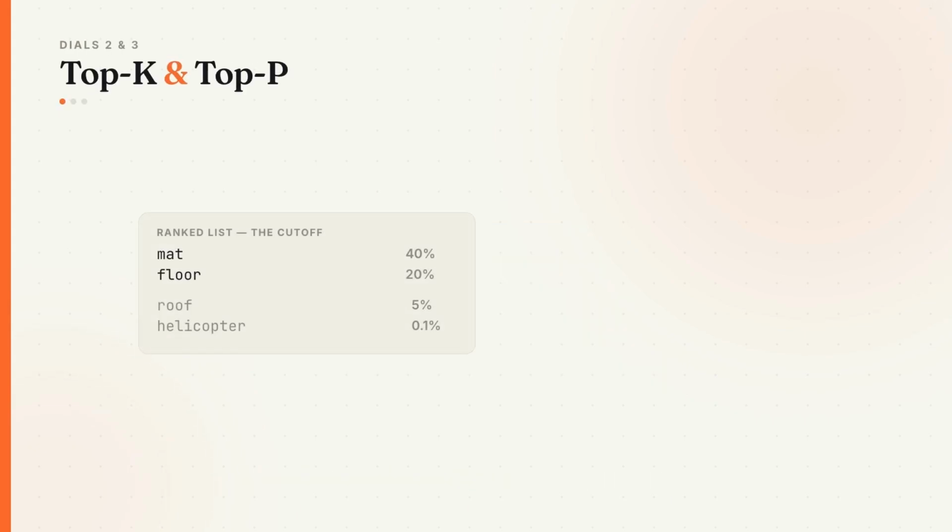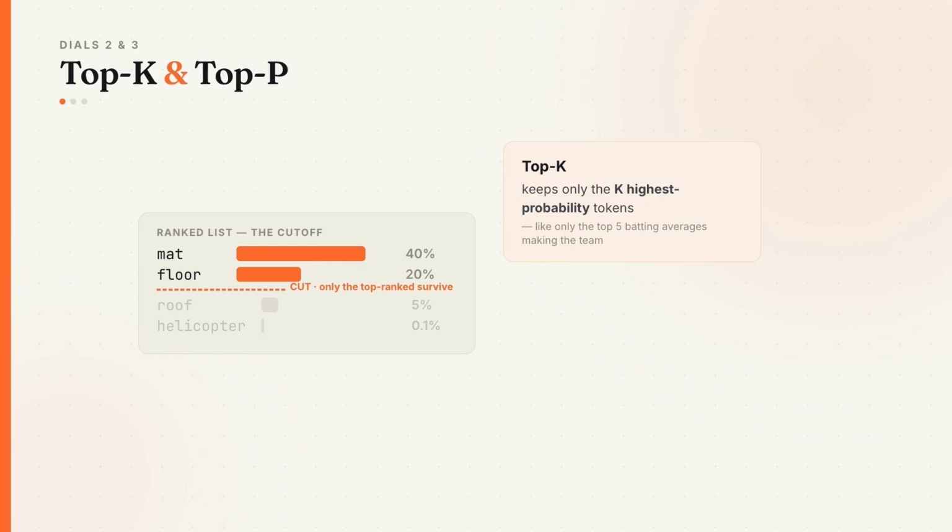Dials 2 and 3 are the tail cutters, and top K is the blunt one. It simply keeps only the K highest probability tokens as options and cuts everything else. Think team selection, like only the top 5 batting averages even getting considered for the side. Top P is the smarter cousin.